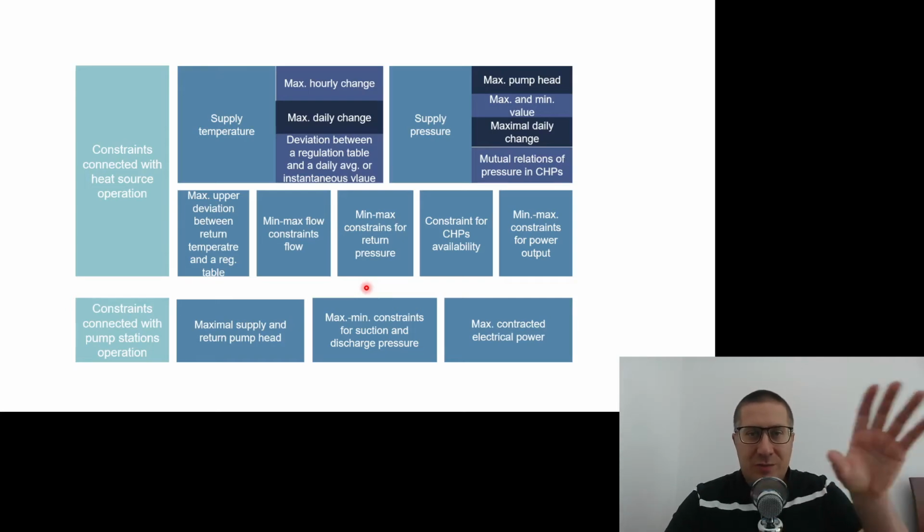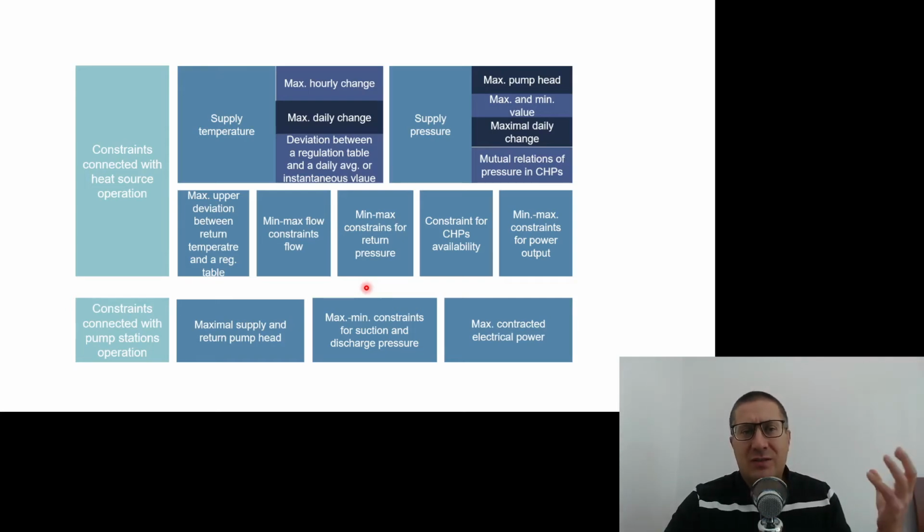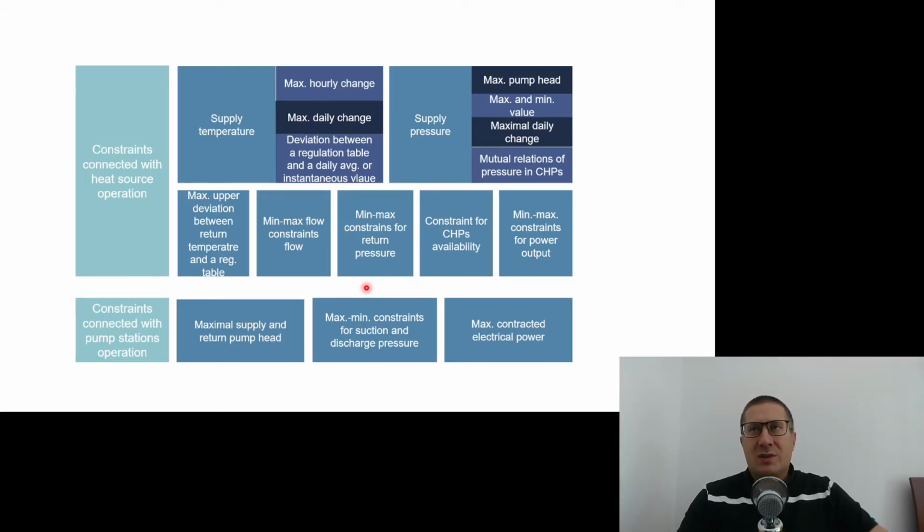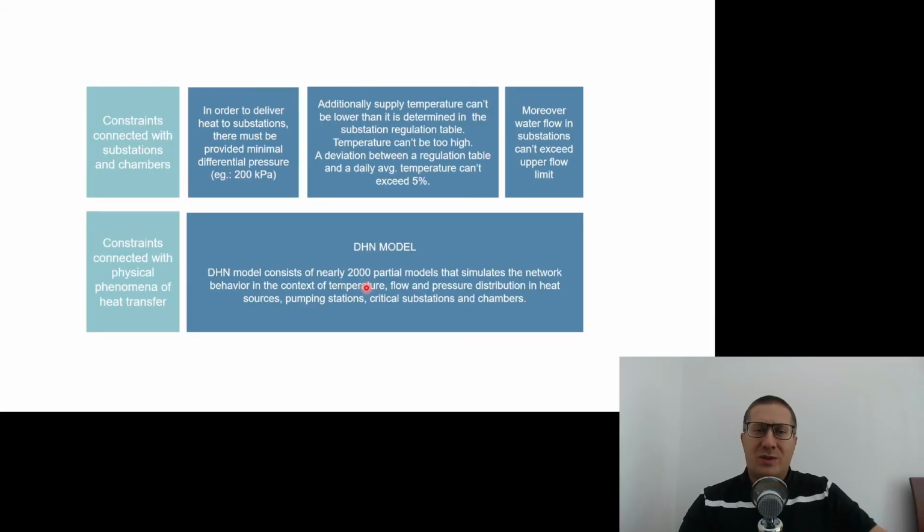So for each element of the network, we have to identify constraints. And this is typical for all the optimization algorithms. If we know what are the devices in our system, we have to talk with the customer about the constraints related with those devices.